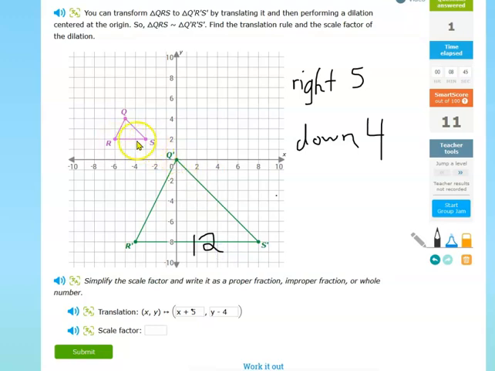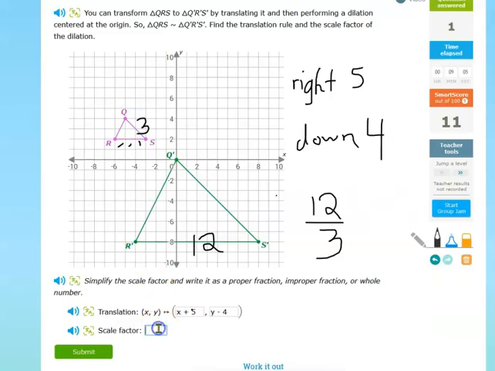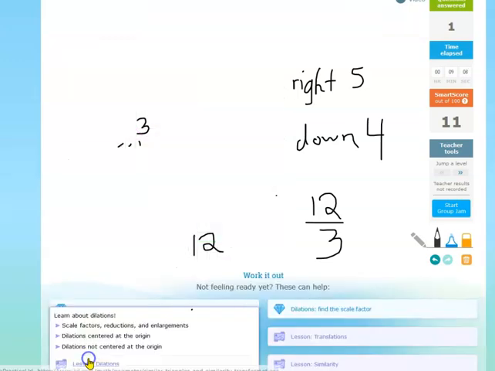And then RS, I'll just count for this one. It's nice and short. 1, 2, and 3 blocks. Okay, prime over not prime, 12 over 3. Pop over to our Desmos calculator, and let's do 12 over 3, and that's equal to 4. And we're going to submit.